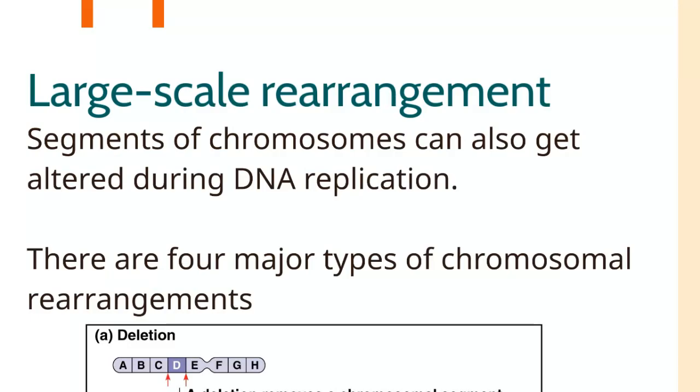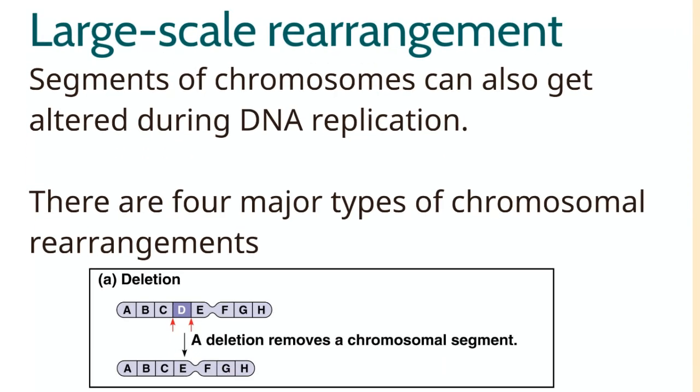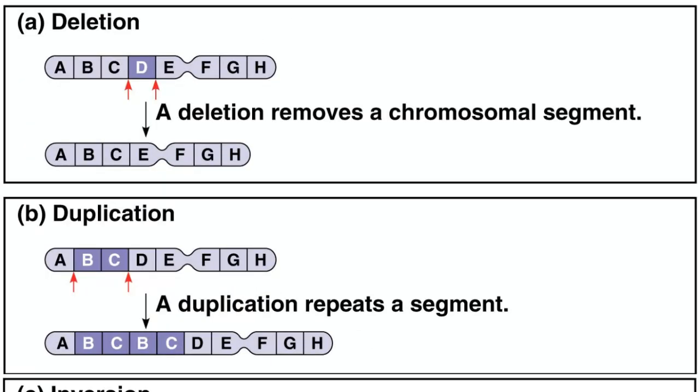Segments of chromosomes can also get altered during DNA replication. Sometimes there are errors when DNA replicates itself during the S phase. When that happens, we can have one of four different types of errors. We have deletion. Deletion is a removal of a chromosome segment. So when replication is occurring, an entire section of the chromosome is missing.